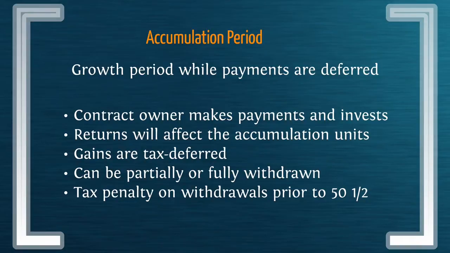During the accumulation period is the only time the investor can partially or fully withdraw funds from the annuity if they need to. If there's some withdrawal prior to their turning 50 and a half years old, there is a tax penalty, however.